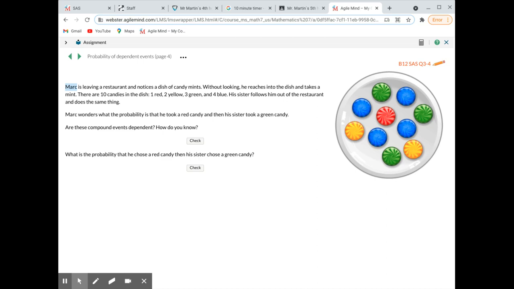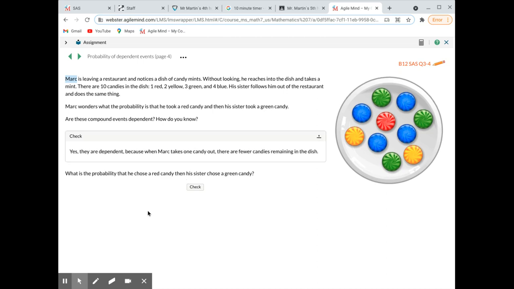So out of those explanations, Takiria, do you think this is a compound event that is dependent or independent? Dependent. You're correct. Why is it dependent, class? Because Mark takes one candy out, there are still a few of the candies left. That's right. And does Mark replace it? No, he eats it. That's right. So this is a dependent event. Good job, Takiria.